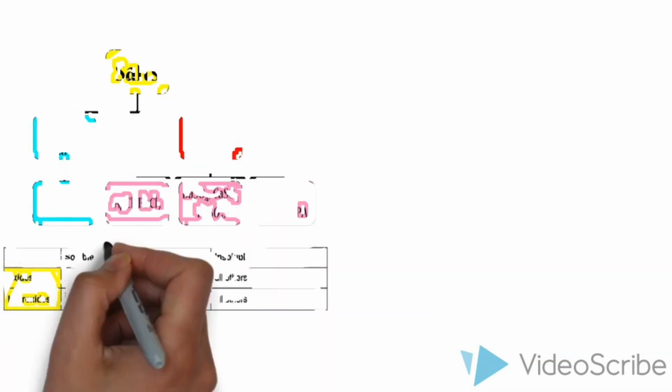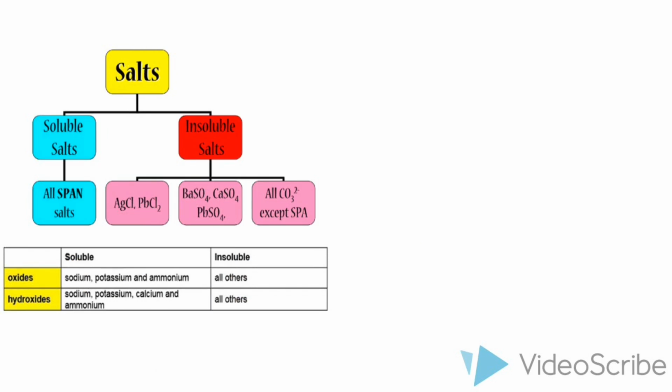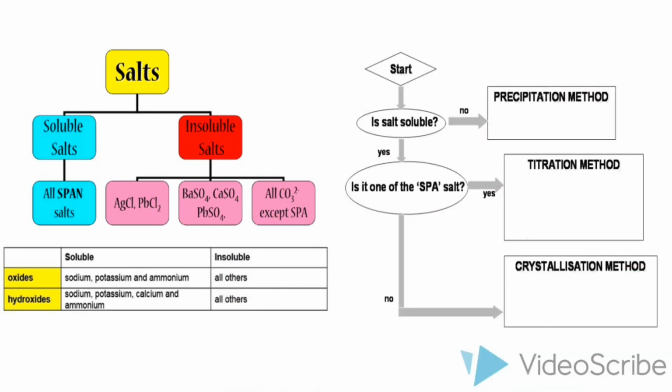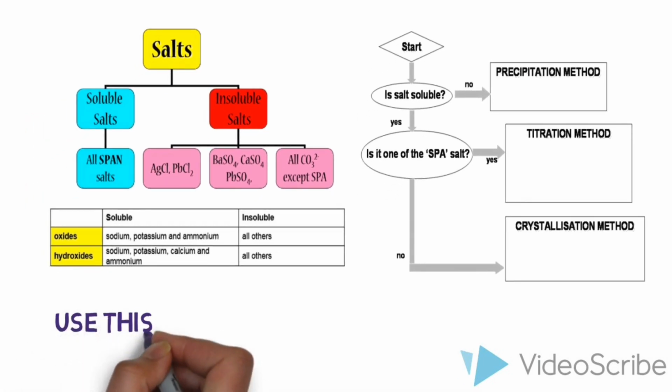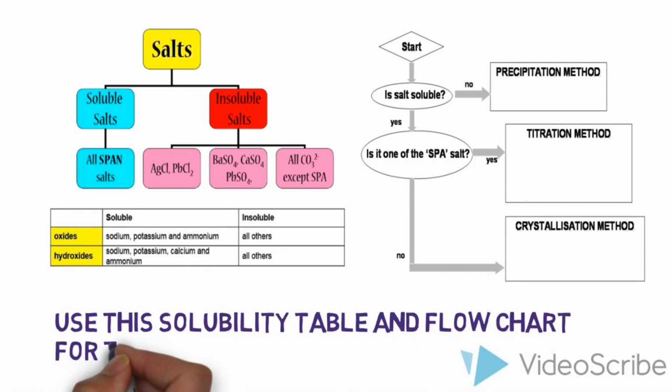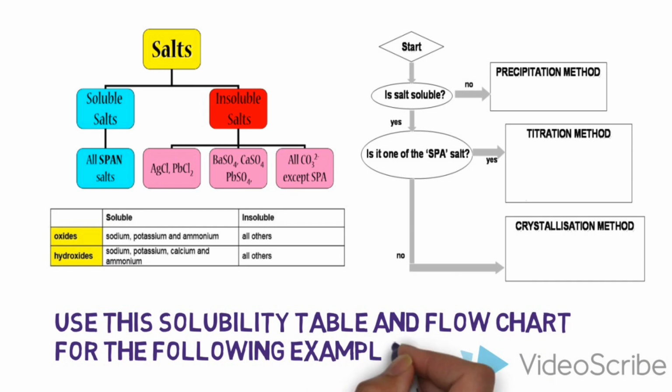For this lesson, you will need two pieces of information: one, a solubility table, and the second one is this flowchart that can guide your own thought process on which method to choose. This might differ from what you receive from your teachers, but feel free to refer to your own notes for this entire video. We will be using these two pieces of information throughout this video.